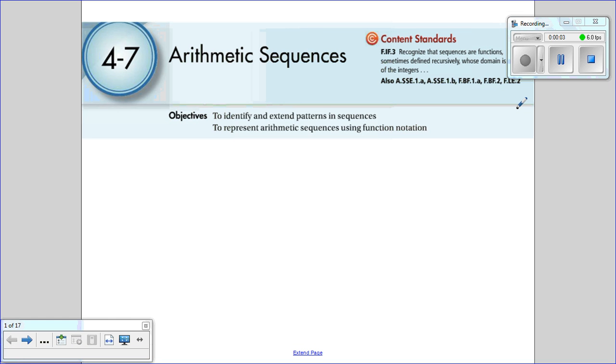Okay, this section is arithmetic sequences. I'm going to try to go through it fairly quickly because there's a lot in it. It's a lot of examples, and so I'd like to try to keep the video fairly short. So if you need to, make sure you go back, watch it again. Our goal for this one is to identify and extend patterns and represent arithmetic sequences using function notation.